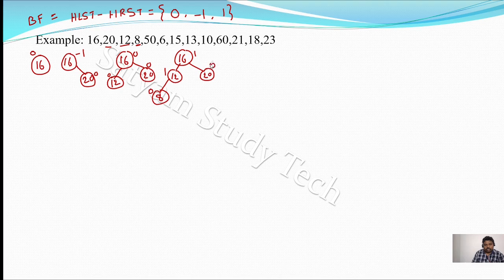Here the balance factor is 0. Is it balanced or not? It is balanced, because 0, minus 1, or 1 is allowed. Okay, so it is balanced.